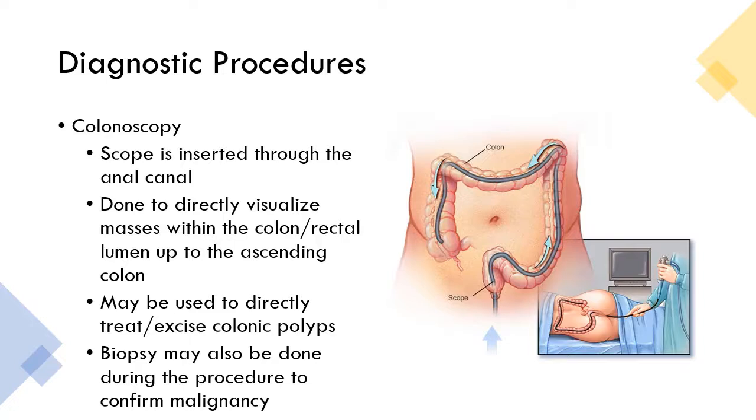In order to view the mass itself within the lumen of the colon or rectum, a colonoscopy may be employed. Direct visualization allows the healthcare providers to characterize the mass, confirm the presence of bleeding, and to determine an approximate location of the mass. Furthermore, colonoscopy may allow for the direct excision and biopsy of colonic polyps or mass to confirm the diagnosis of malignancy.